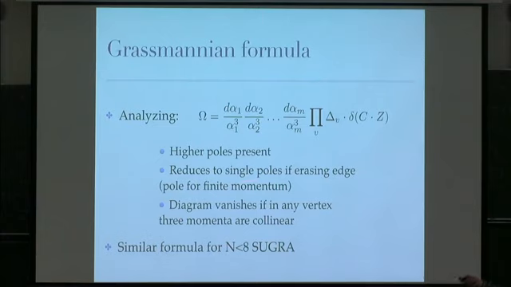And also, the diagram vanishes explicitly when any of these deltas are 0. And delta being 0 is this collinearity condition in the vertex. And you can also derive a similar formula for any number of supersymmetries. There is just some extra factor you multiply it by. It's exactly the same, for people that know it, as the generalization from N=4 super Yang-Mills to N less than 4 Yang-Mills.